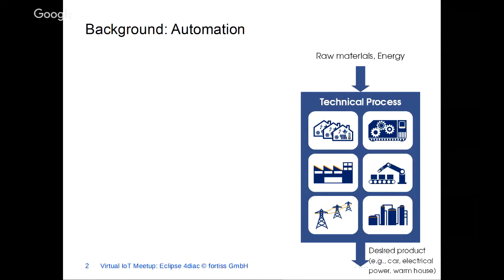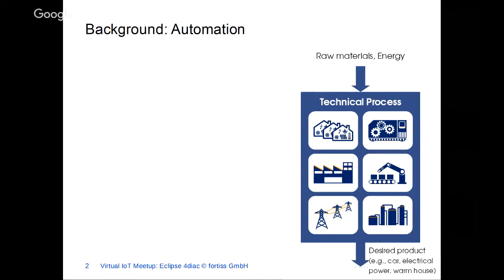We have energy, what I already said. And another big domain is chemical industry, like pharmaceuticals, like food and beverage. Brewing a beer is a very classical example where you have raw materials and energy and you get this desired product, your favorite beer. The only problem with technical processes is that the technical process doesn't do this by itself.